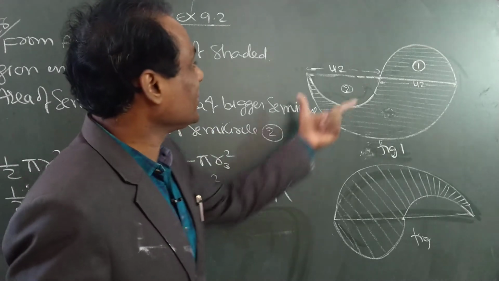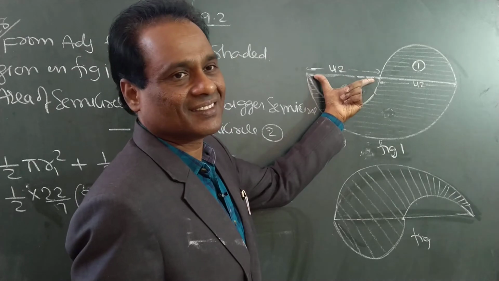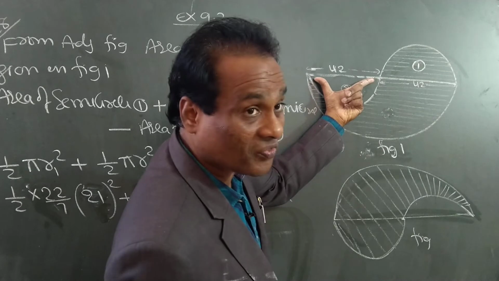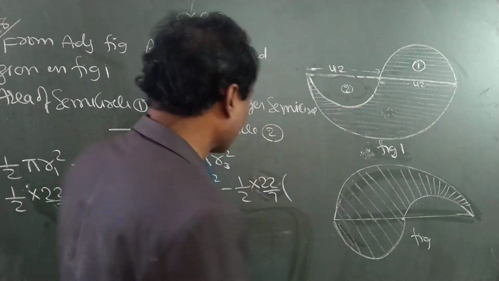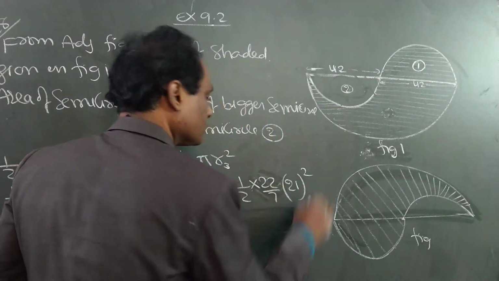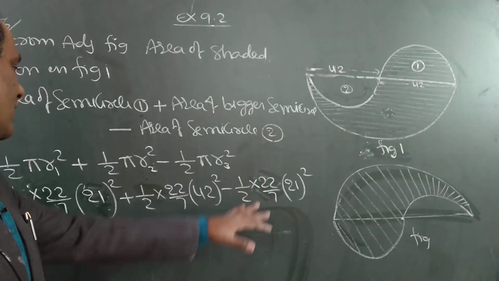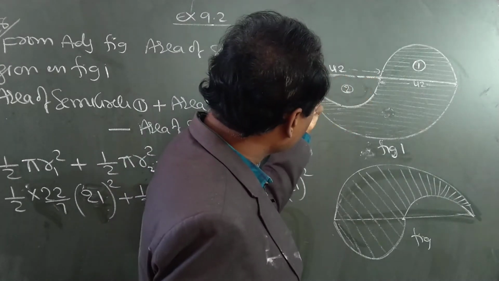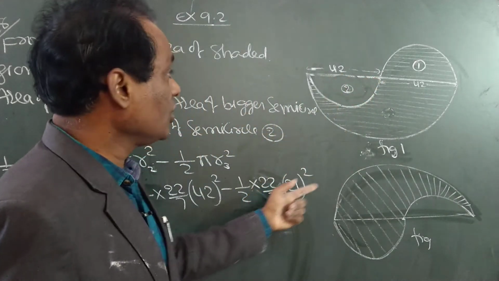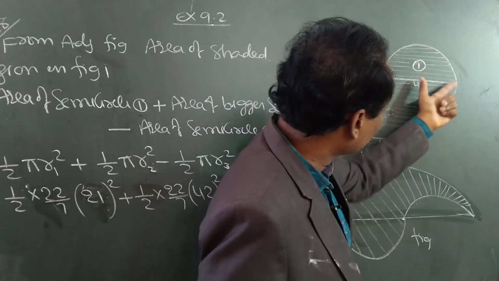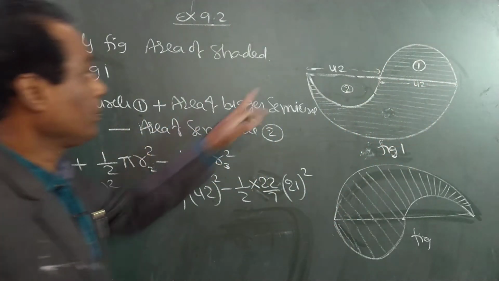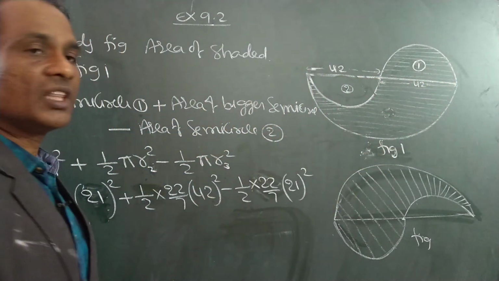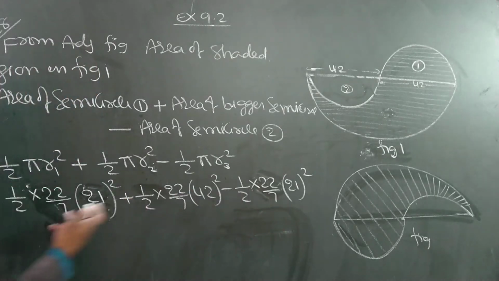What is the radius of this smaller semicircle? Diameter is 42, radius is half, 21. That's it. This is the step. For this semicircle, what is the radius? Diameter 42, radius is 21. For this semicircle also, diameter 42, radius is 21. For the bigger semicircle, radius is 42. That's the last one, the first one is the same.